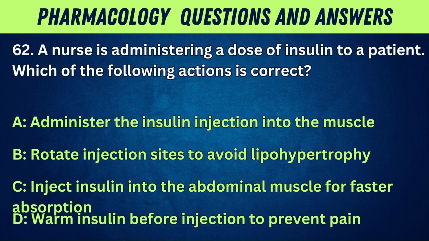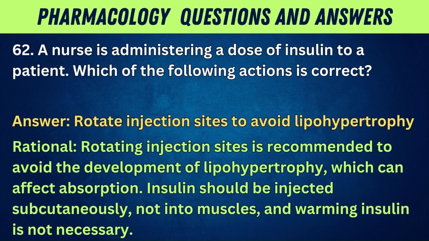Answer: rotate injection sites to avoid lipohypertrophy. Rationale: Rotating injection sites is recommended to avoid the development of lipohypertrophy, which can affect absorption. Insulin should be injected subcutaneously, not into muscles, and warming insulin is not necessary.